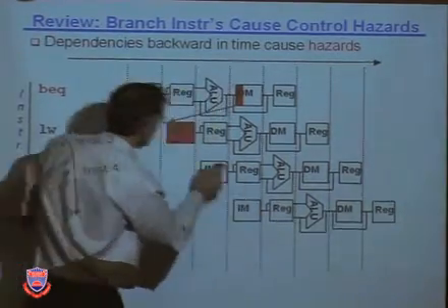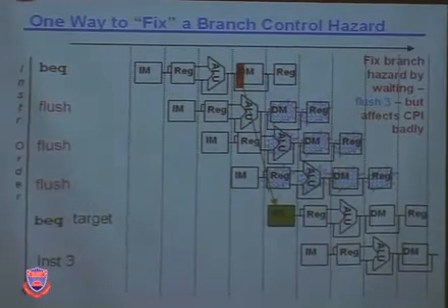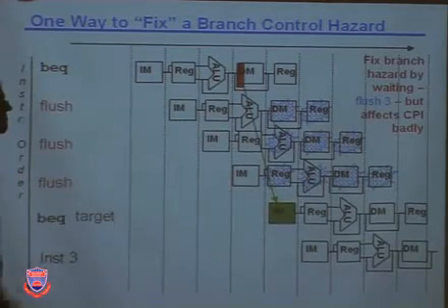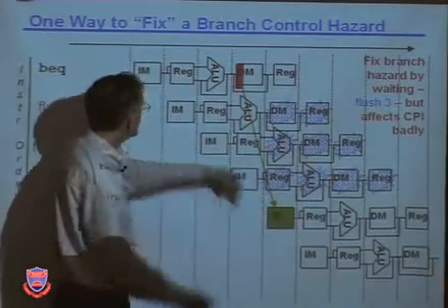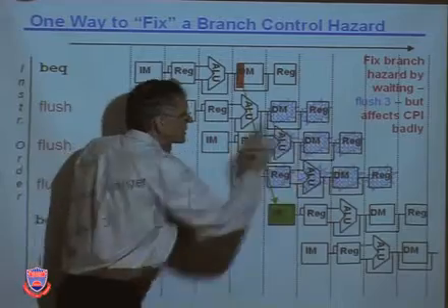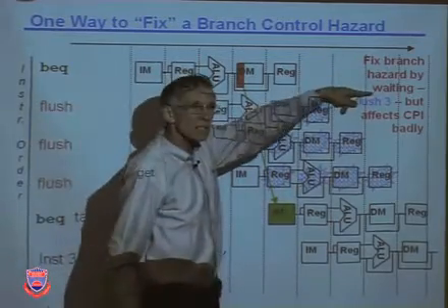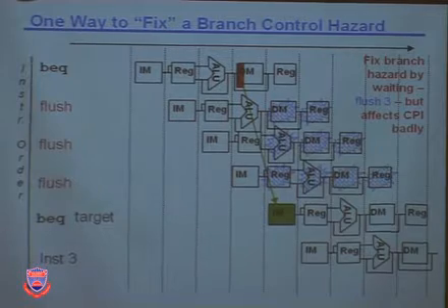Okay, so we're going to lose 1, 2, 3 instructions if we don't do something about the branch. So look what would happen. Flush, flush, flush. There's a good one. That's the right instruction. We branched to the correct address. That means that was wrong, that was wrong, that was wrong. Fixing the branch hazard by waiting means 3 flushes. That's a really negative impact on our CPI.